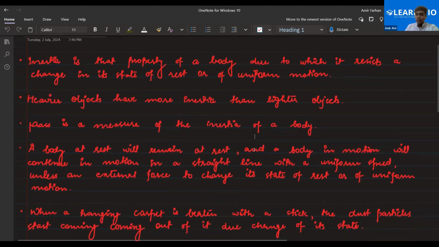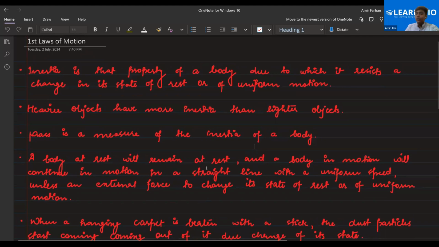A body at rest will remain at rest. So this is the first law of motion statement. A body at rest will remain at rest, and a body in motion will continue in motion in a straight line with a uniform speed. So both of the conditions are basically included in it, unless an external force to change its state of rest or of motion is applied. Is applied.